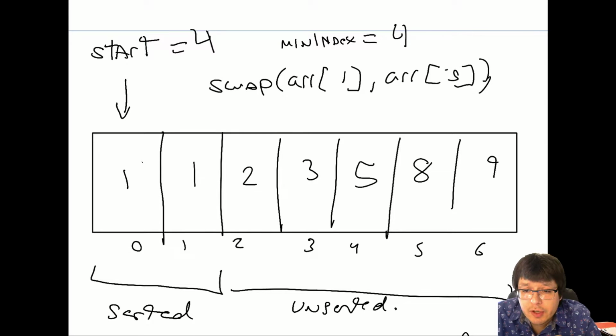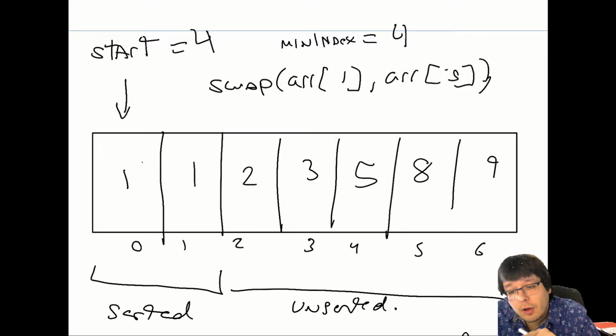You can swap with yourself. It might seem inefficient, but it's okay. It just makes the code a lot easier. I mean, you can put an if statement that checks every single time if they're the same. That's going to be slower than swapping with yourself, to be honest with you.